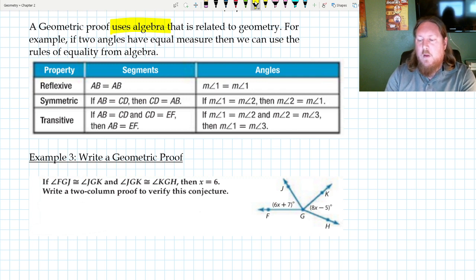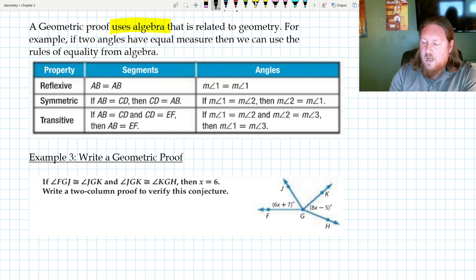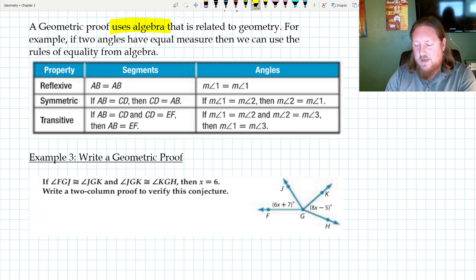So if two angles are equal, we find out what expressions represent those angles, and we set them equal to each other. We have some rules that are similar to the properties of equality. These ones are referring to segments and angles, and the main idea is we can add in the reflexive, symmetric, and transitive properties, and those work just as well.